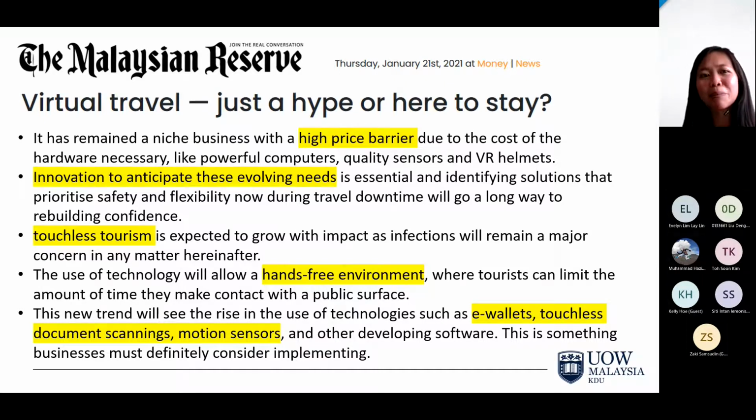So you see, virtual tourism has faced several challenges, such as the high price barrier that I shared earlier. The cost to create this immersive experience is very high, and the users themselves must have headsets in order to experience it. And also when it comes to innovation, we couldn't just do it ourselves. When I say we, that means the tourism provider. Tourism providers can't just do everything on their own.